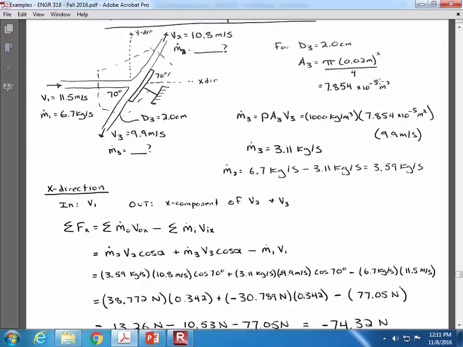Anyways, the first thing to do is calculate the mass flow rates, and in equals out. So mass flow rate at 1 is 6.7 kilograms per second, and then we can use the diameter that's given for 3 in order to calculate the mass flow rate there, which is 3.11 kilograms per second. Then mass flow rate 2 is just everything else that's left that isn't in stream 3. So that's 3.59 kilograms per second.